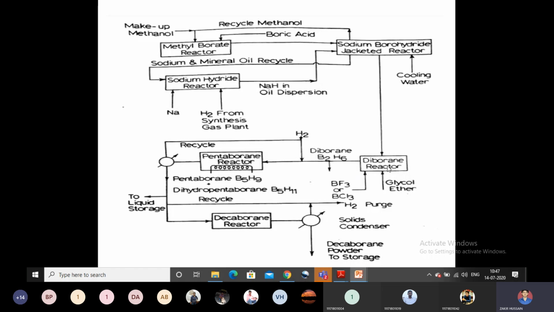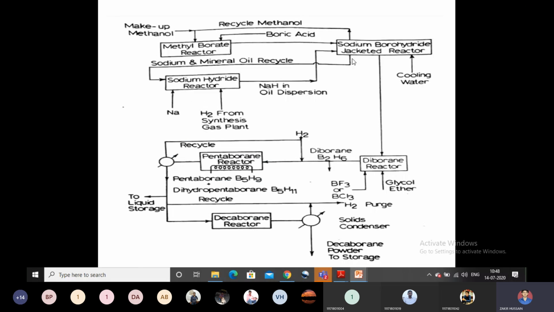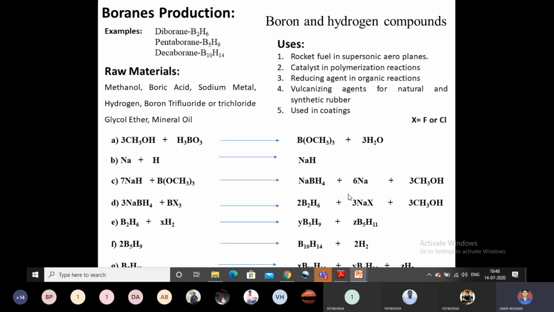ether. Then these reactants will be reacted with boron trifluoride or trichloride to form diborane, as given in reaction E. In between, reaction D is there, in which the sodium borohydride that was formed is mixed with a glycol ether and reacted with boron trifluoride or trichloride. The end product will be diborane, along with liberation of sodium fluoride or sodium chloride, whichever reactant we use, with 3 molecules of methanol.